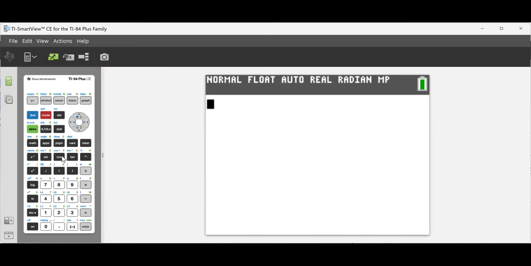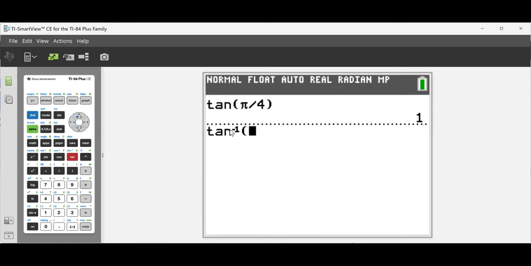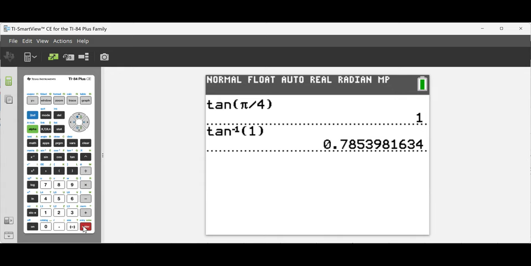Check that we're in radians. The tangent of pi/4 is indeed 1. Since we have the calculator up, we can double check our answer. The calculator uses this -1 notation as opposed to my arc notation. But the arc tangent of 1 is, well, our calculator, of course, is giving us a decimal, but that decimal is pi/4.